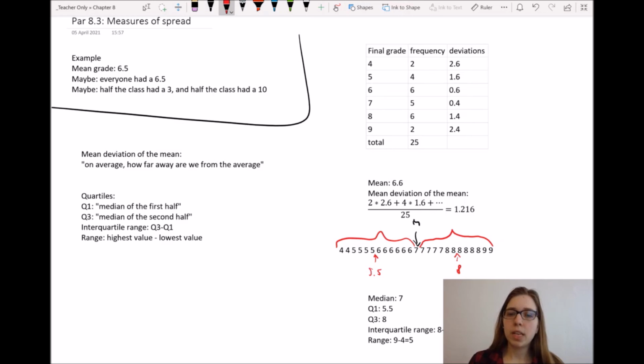In the next video, we're going to have a look at how we can visualize this nicely in what is going to be called a box plot. But for now, we're first going to get used to working with these terms in the first place.